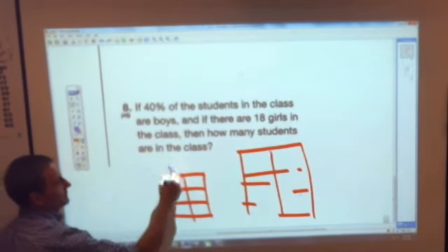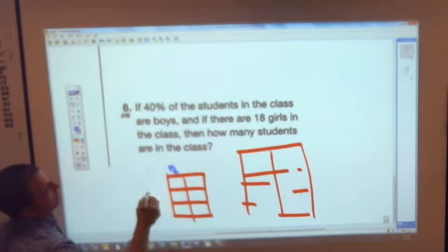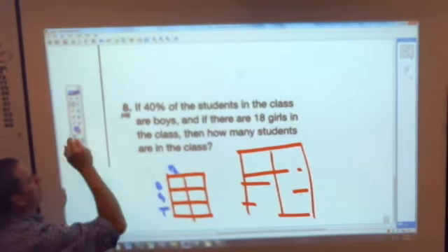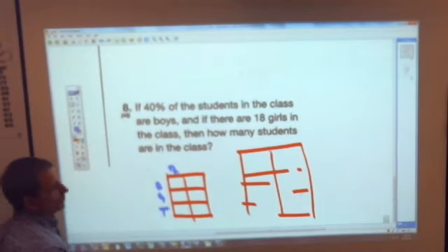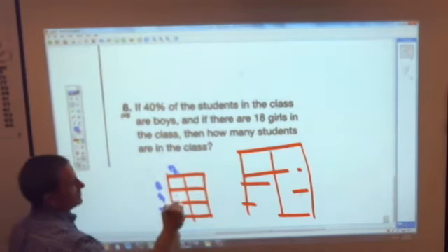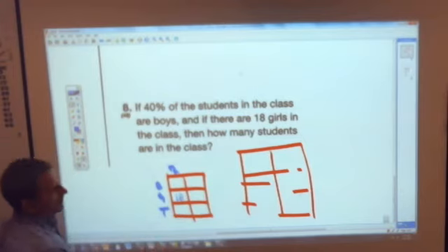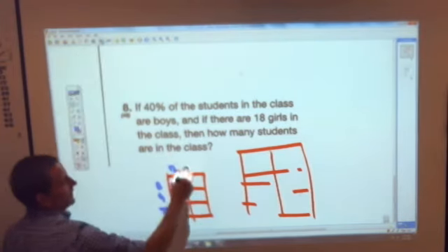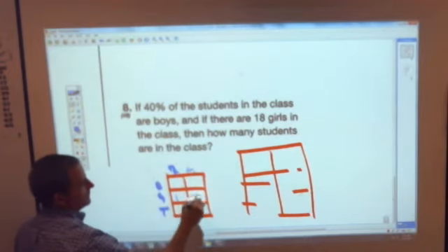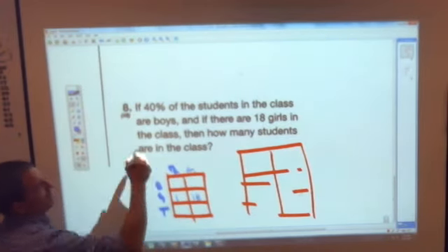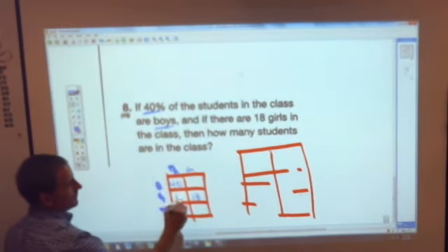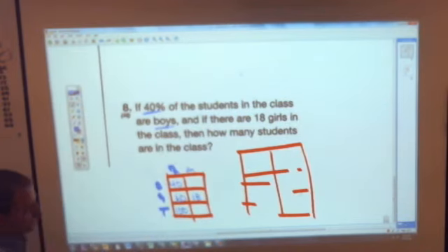What are my percentages, or what am I comparing? I'm comparing boys to girls to total. I know there are 18 girls. That goes with the girls. This is my actual numbers: 18 girls. What are my percentages? 40% are boys. 40 goes there. 60 goes there. 100 goes there.